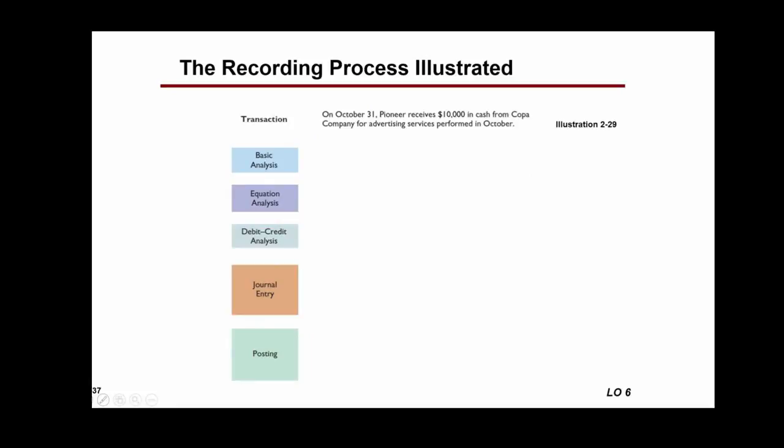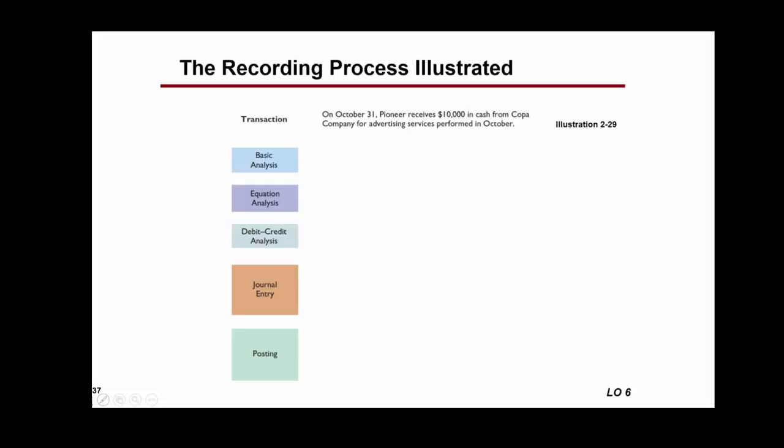On October 31st, Pioneer receives $10,000 in cash from Coca Company for advertising services performed in October. So they perform those services. Now, because they perform the services, what does that mean? Yes. It's service revenue. Because the company has already provided that service, they completed that service, it will be a service revenue. They recognize it as revenue because they earned it.